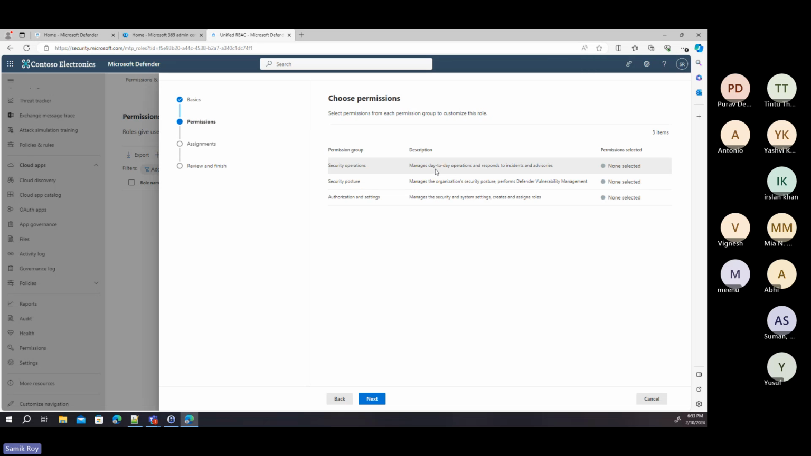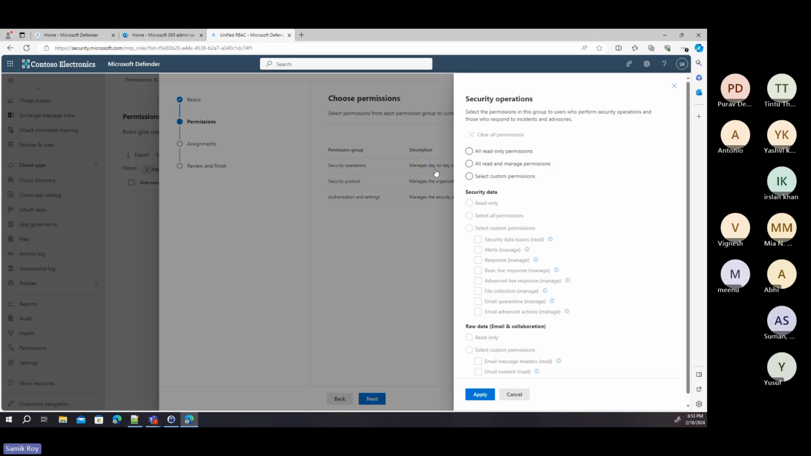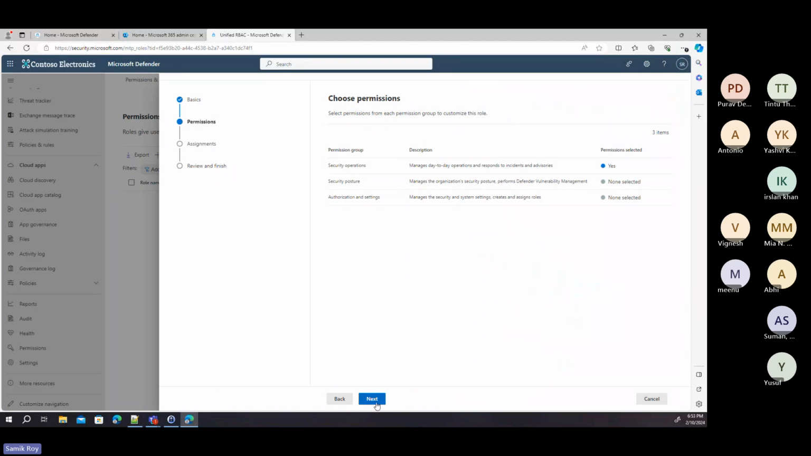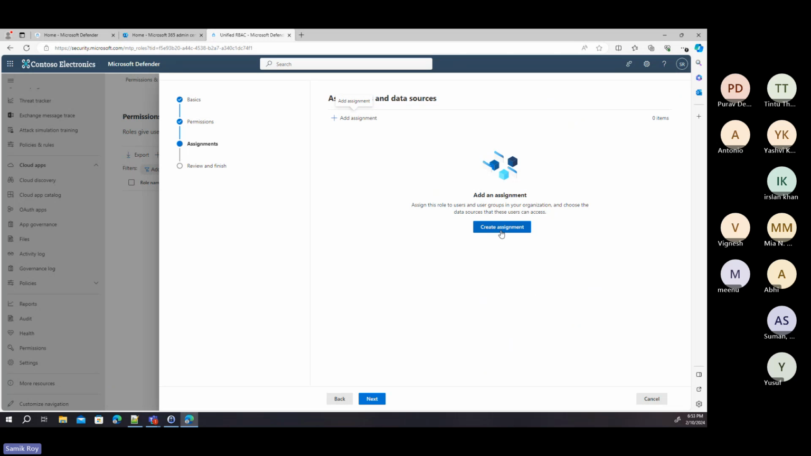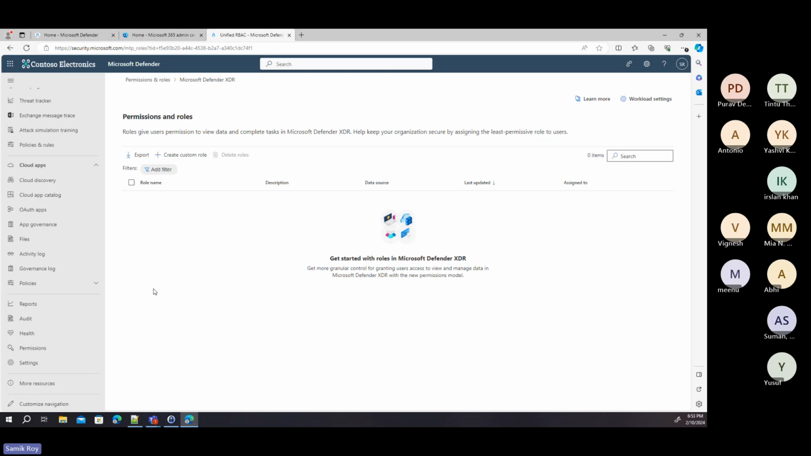As you can see, there are different permission group options available where you can assign very granular permissions. So if I click on one of them, we can go to custom and then select what permissions an analyst should have. Let's say if I apply, go next, you can create an assignment and assign users to it, so that they have dedicated access within Defender itself. Now let me cancel it for now.